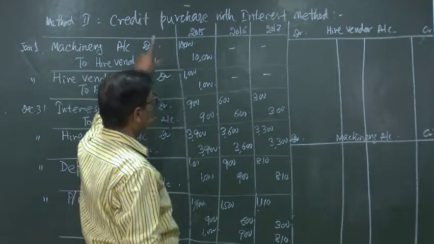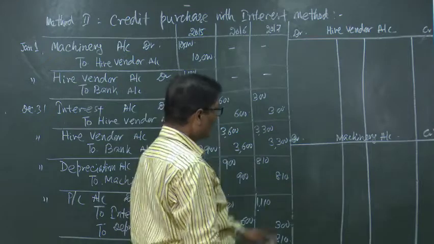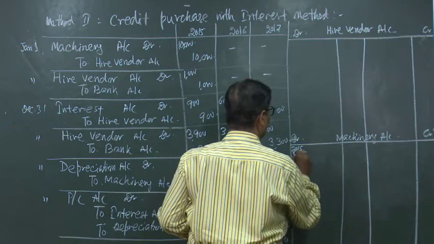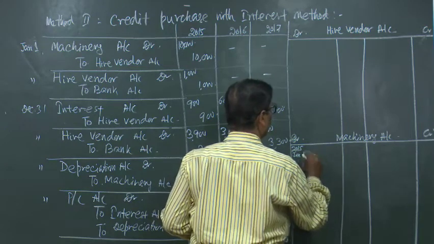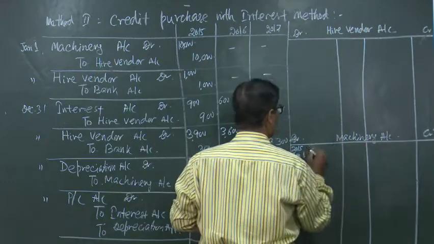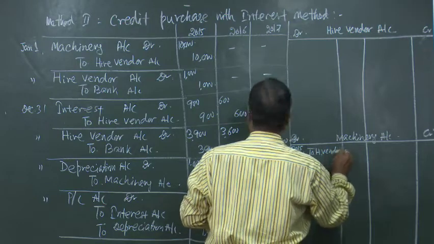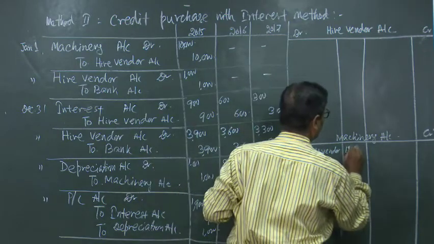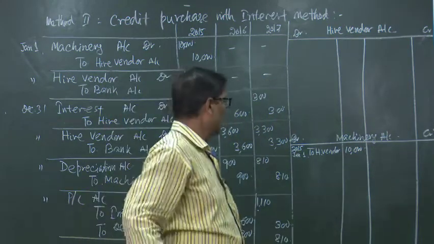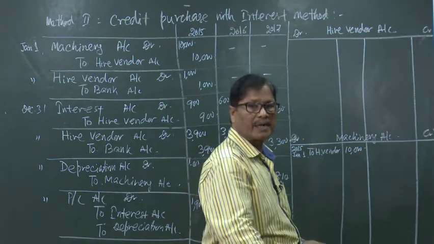January 1st, 2015, entry is machinery account debited to hire vendor account. Coming to the machinery account, here we can write 2015 January 1st, machinery account debited to hire vendor account. How much? 10,000. So, what is the reverse posting of this? If machinery account is debited to hire vendor, then hire vendor account is credited by machinery.